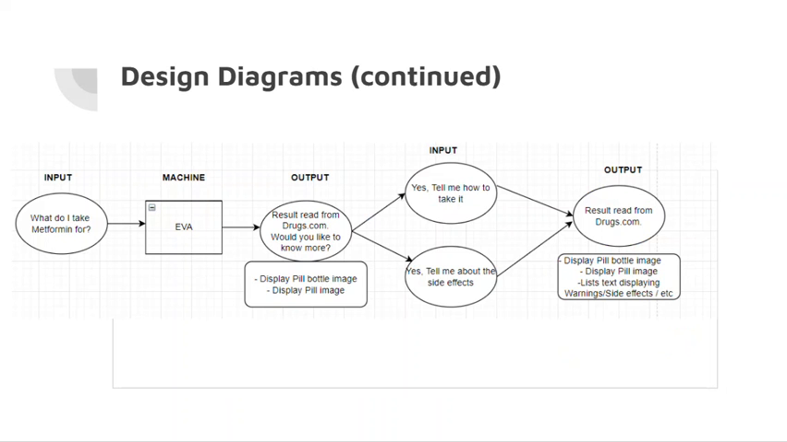Next is one step further. After they ask for what they take the medicine for, they can ask for further questions about the medicine from drugs.com. So you can ask it how to take the medicine, the side effects of it, the warnings, more generalized information on it, and then the EVA device will be able to display whatever it is you asked about, as well as that same pill bottle image.